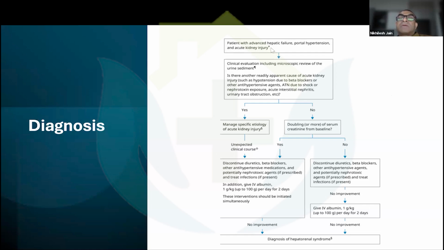you look at a patient with advanced hepatic failure. I'll try to. There's a pointer here.